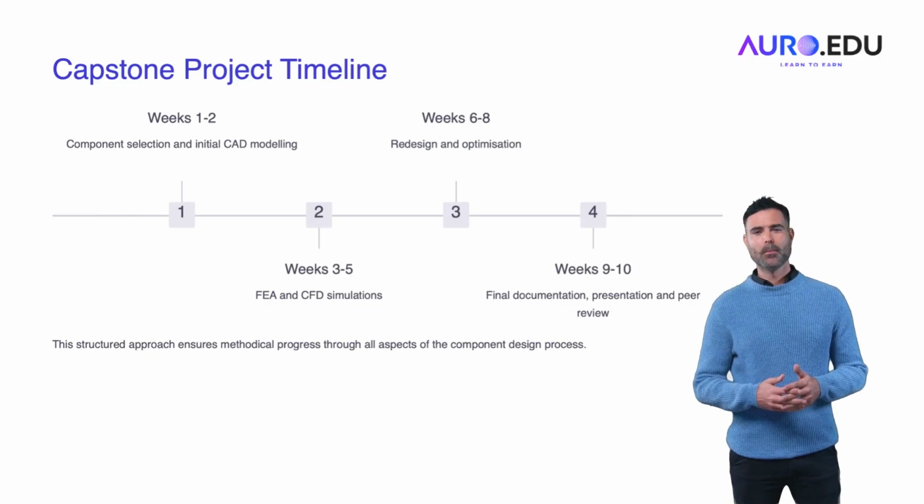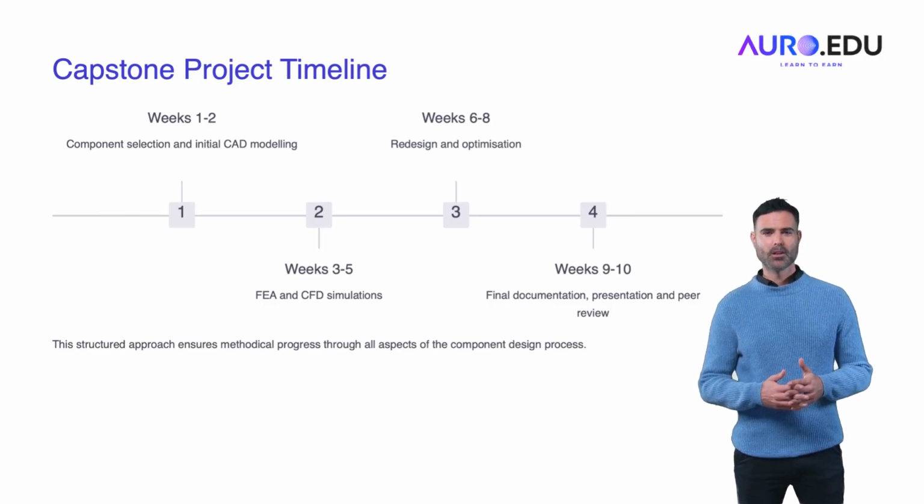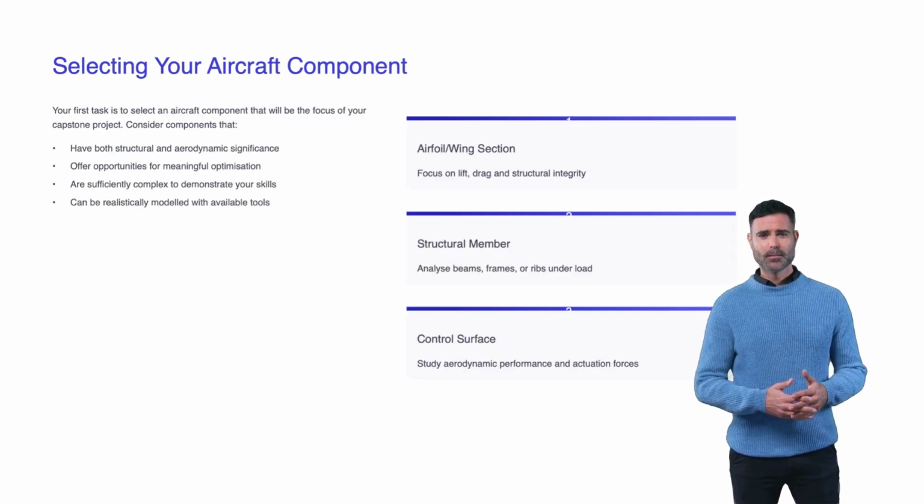Capstone Project Timeline. Your capstone is structured across 4 phases: component selection and CAD, FEA and CFD simulation, optimization, and documentation. Weeks 1 to 2 focus on choosing a suitable aircraft component and modeling it. Weeks 3 to 5 dive into structural and aerodynamic simulations. Weeks 6 to 8 are about redesigning based on analysis. Weeks 9-10 wrap it all up with a polished presentation and peer review.